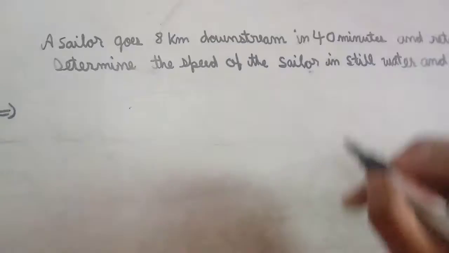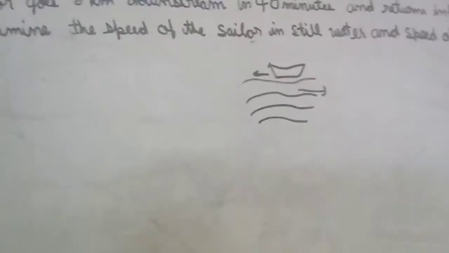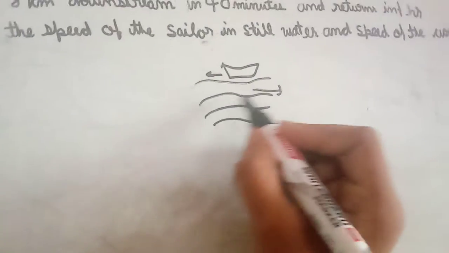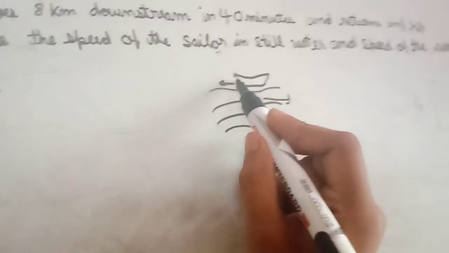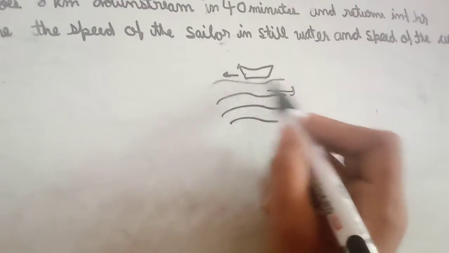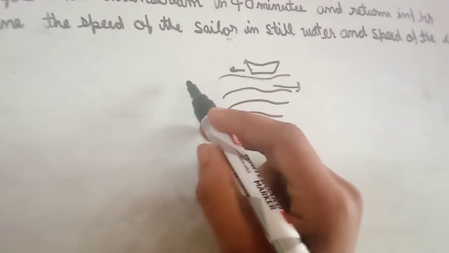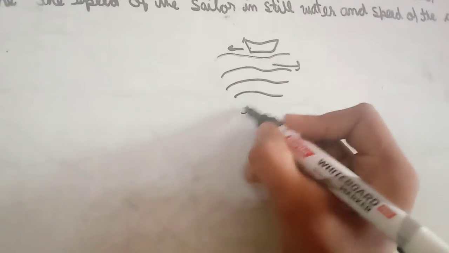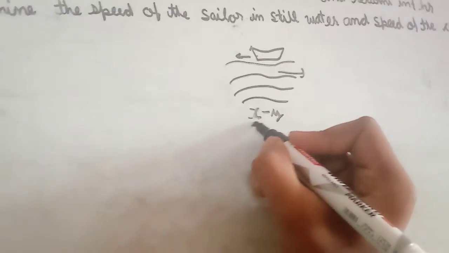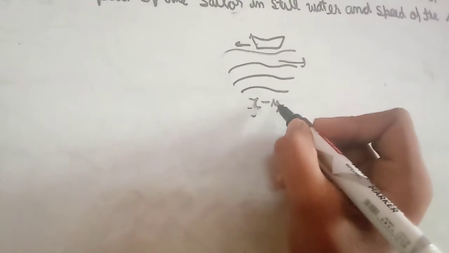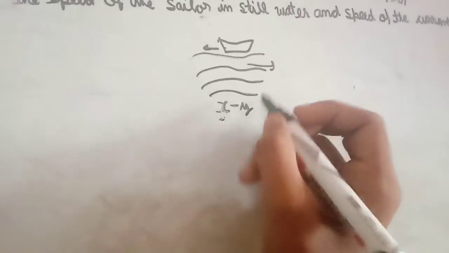Firstly, we have to understand what is the upstream and the downstream. So here, upstream: the direction of water is from this side, and our ship is going from this side, in the opposite direction of the water, so it is the upstream. So our equation will be x minus y. Let the speed of boat in still water be x, and speed of water be y.